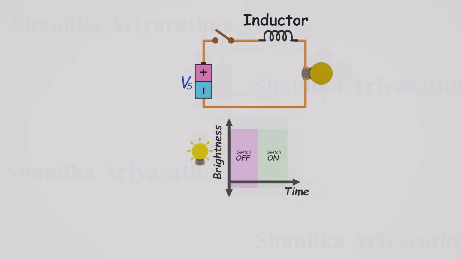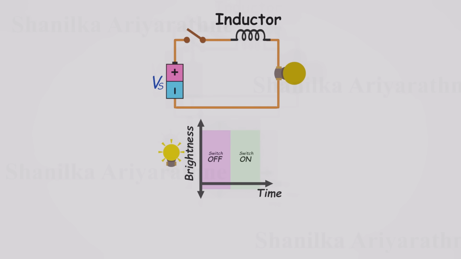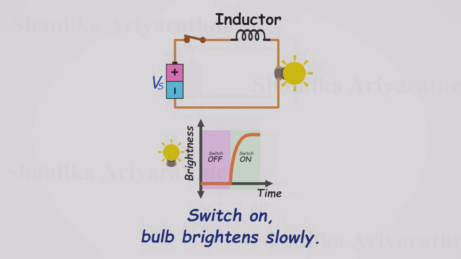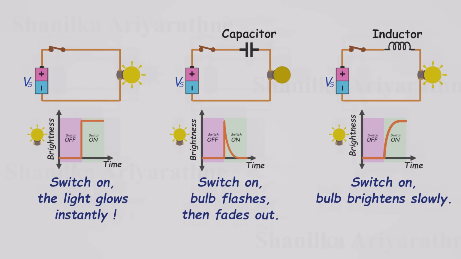Next up, the third circuit, the one with the inductor in series with the bulb. Again, switch off, no light, but this time, when we close it, the bulb doesn't glow right away. It starts dim, then gradually brightens until it's fully glowing after a short delay. The inductor is definitely doing its own thing here. So why do these three circuits behave so differently?